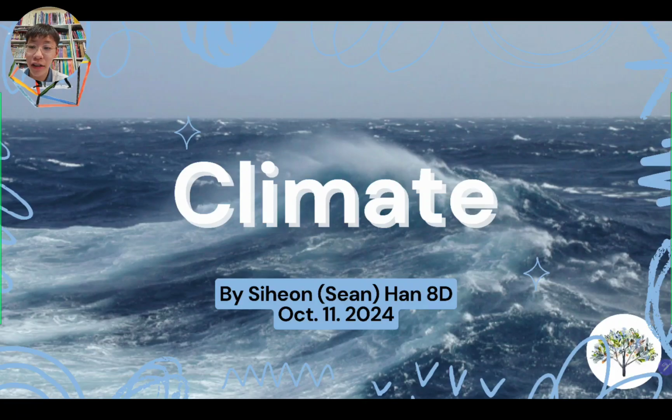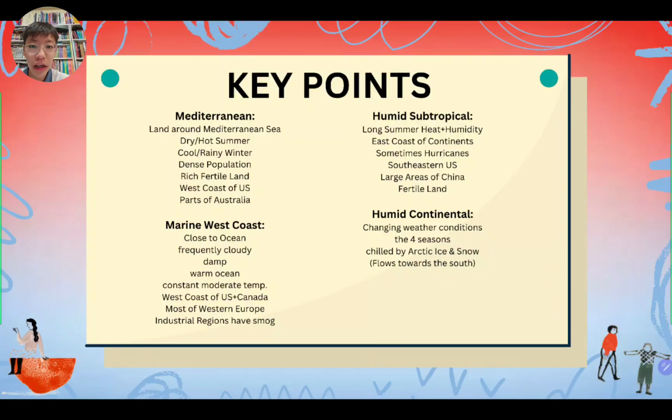With that, we have ended the third presentation on climate. These are the key points you can take from the presentation. In the Mediterranean, the land around the Mediterranean Sea, it has dry and hot summers, cool and rainy weather, dense populations, and rich fertile land. It's on the west coast of the US as well as parts of Australia.